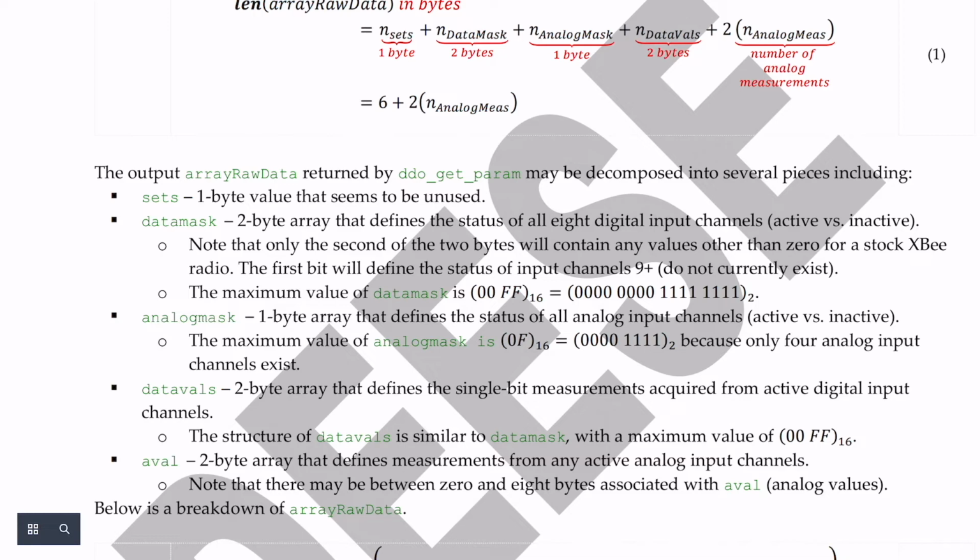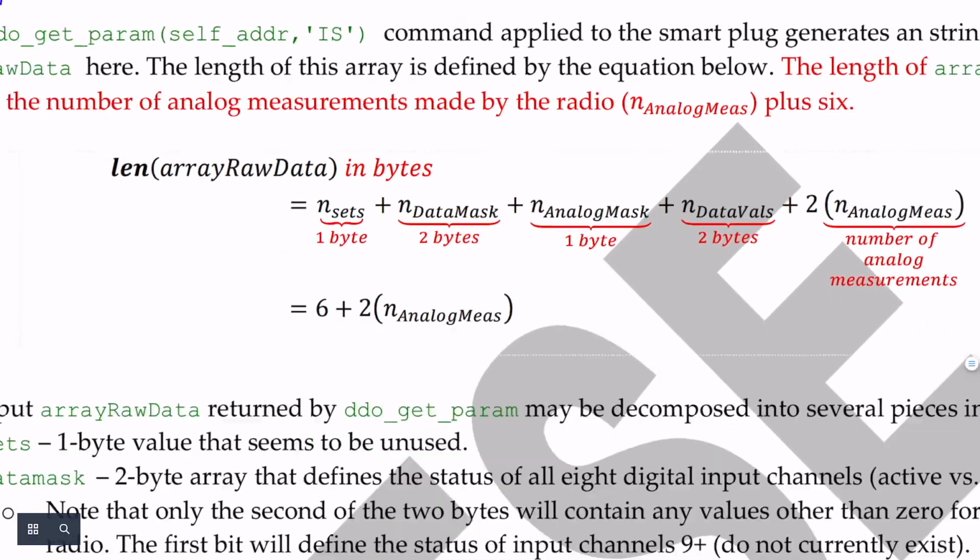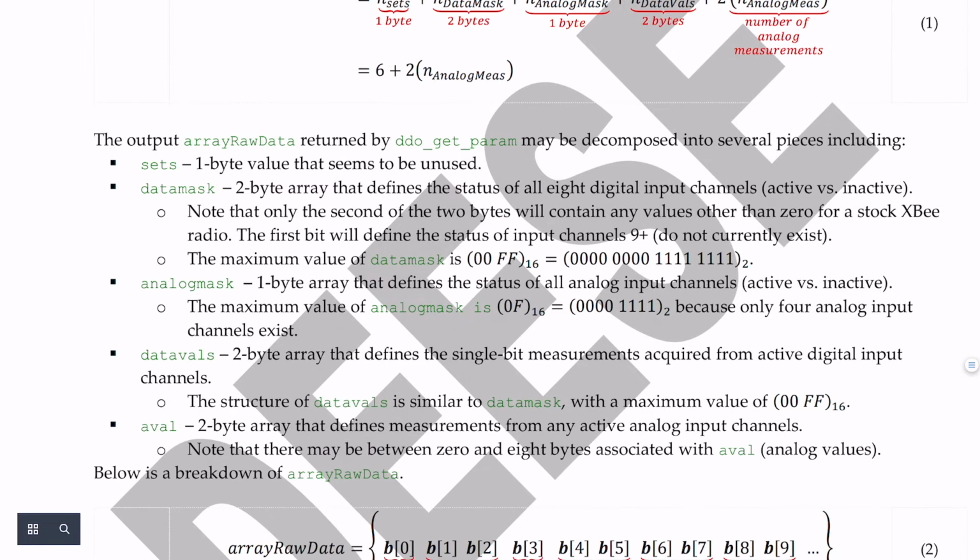Okay. The next byte is going to be the analog mask. This is a 1-byte array that defines the status of all analog input channels, active versus inactive. So it's possible that if you, let's say, for example, we have 4 digital input channels and 4 analog input channels. In that case, for the data mask, all 8 of the channels would be 1s because they're all active inputs. But the analog mask would only contain 4 1s because 4 of them are acquiring digital input.